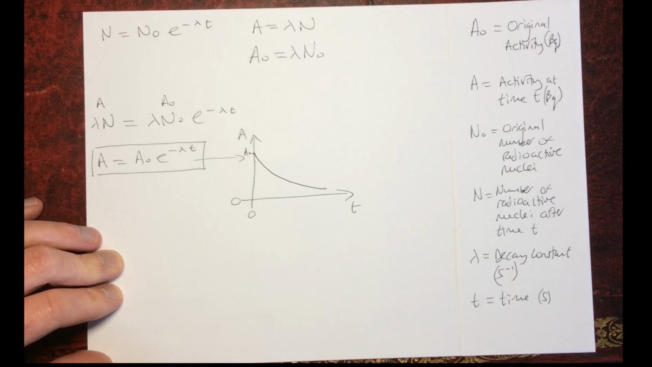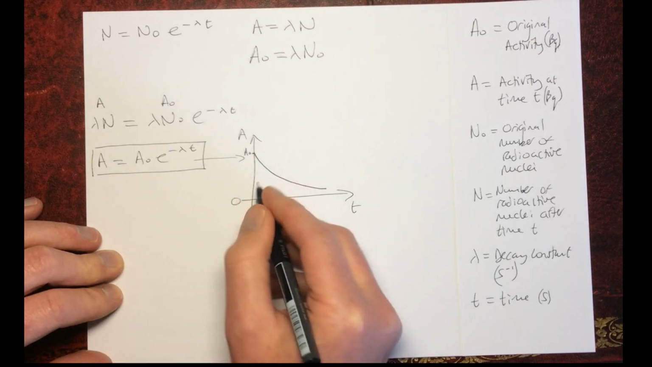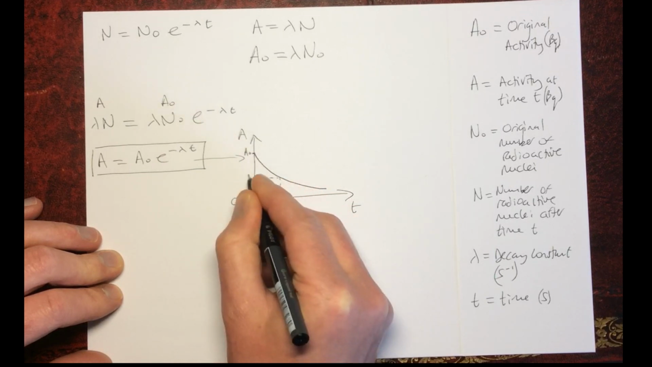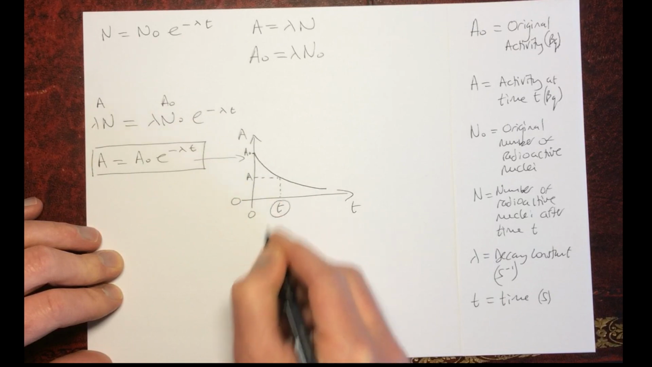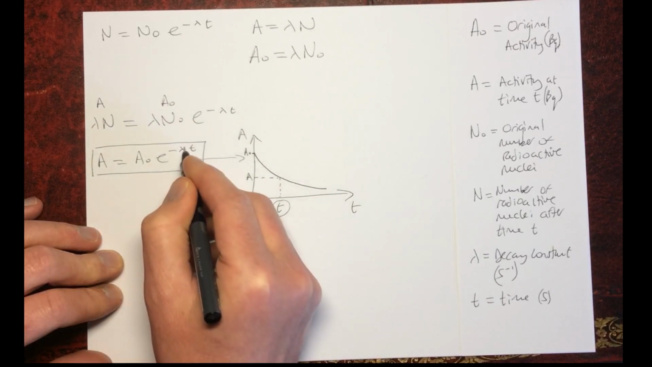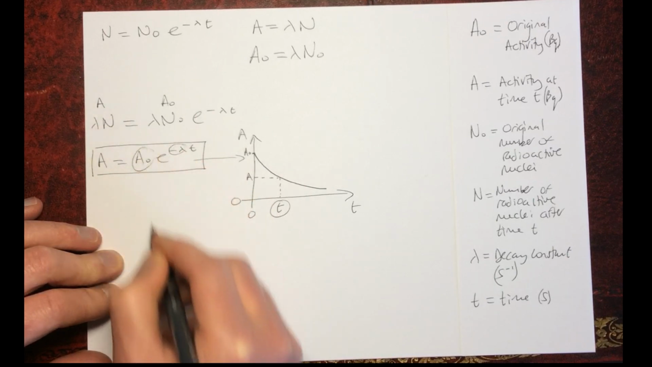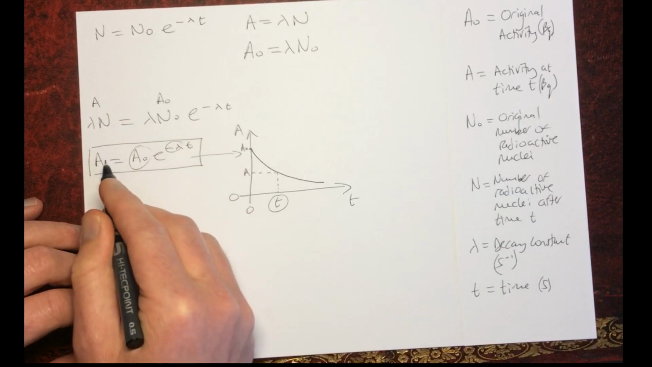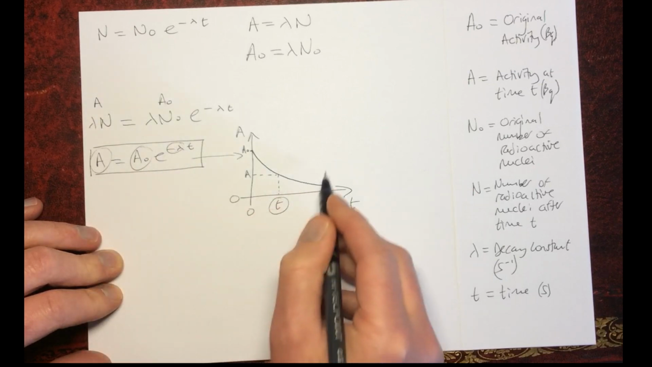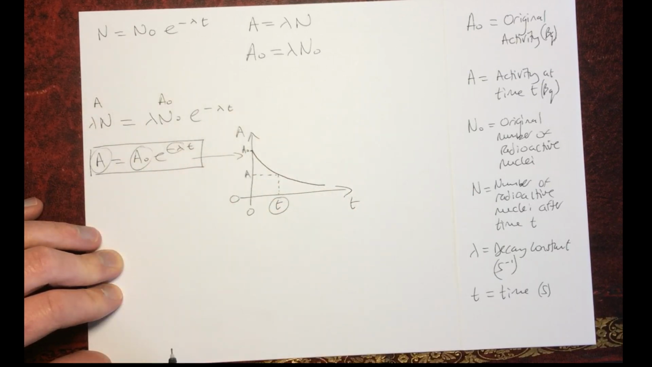Now, what we can say here as well is we can use this equation, for example, if we wanted to calculate at time t what the activity was. You could take this value for t and put it into the equation. As long as you know the original activity and the decay constant, you can then work out that activity value at time t. So this equation is the general equation for this graph here of radioactive decay, activity against time.